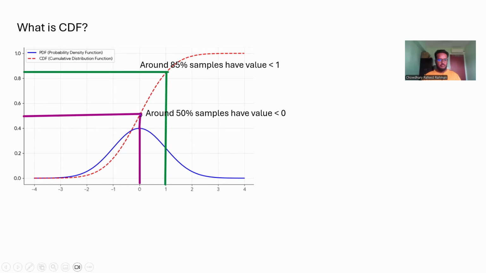So let's just see this point right here in the CDF curve. Here you can see the value on the x-axis is 0 and on the y-axis it is around 0.5. That means around 50% of samples of this blue distribution have value less than 0, or you can also say less than or equal to 0. Similarly, if you look at this point right here, x equals 1, and on the y-axis, the point is at around the 0.85 mark. That means around 85% of samples have value less than 1. So this entire thing is the CDF. Okay, so I think it is clear now.